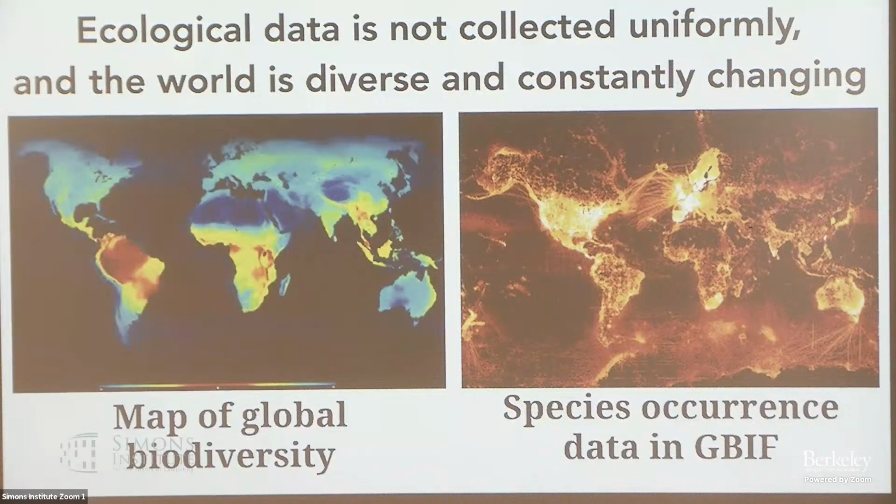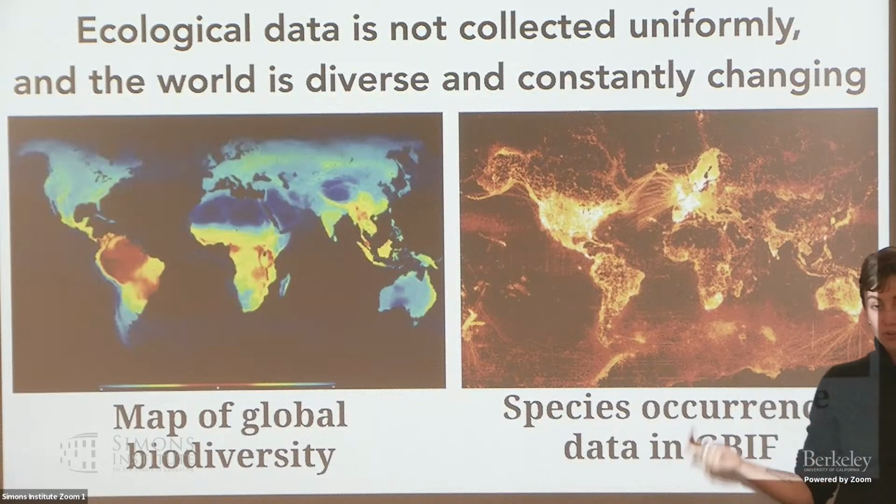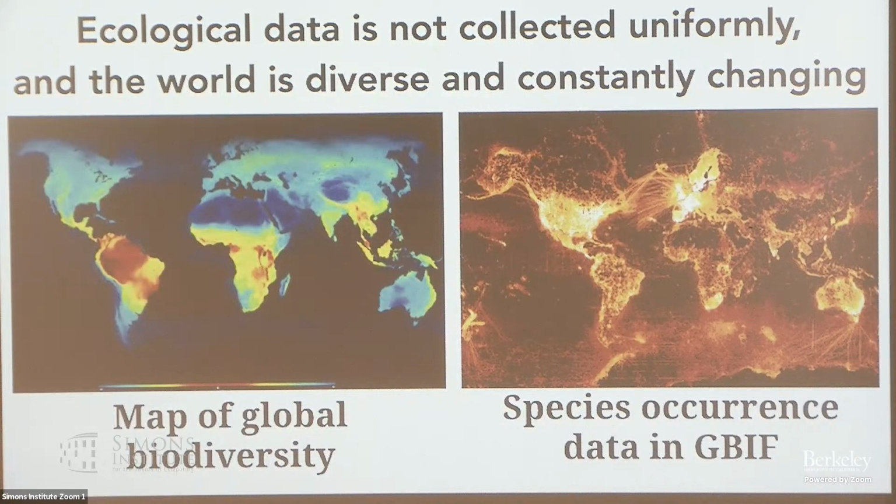And one of the things that basically means that I have never been able to get away from the challenge of distribution shift in my work is that ecological data is, one, fundamentally not collected uniformly, and two, the world is diverse and is constantly changing. So this is just a very static view of how complex these distribution differences are between what we care about and what we have.